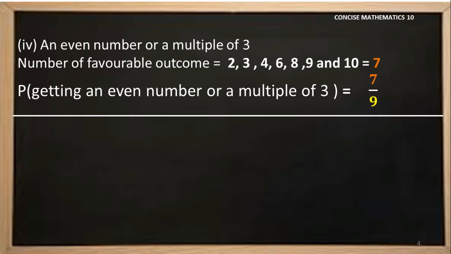So 2 is an even number, 3 is a multiple of 3, 4 is an even number, 6 is an even number as well as a multiple of 3, 8 is an even number, 9 is a multiple of 3 and 10 is an even number. So if you count the favorable outcomes, it is equal to 7. Hence the probability will be equal to 7 by 9.